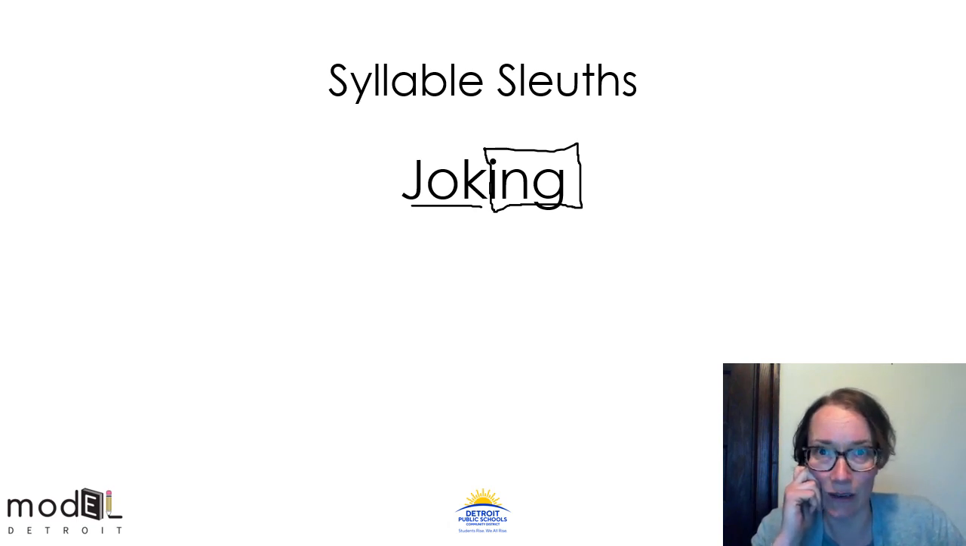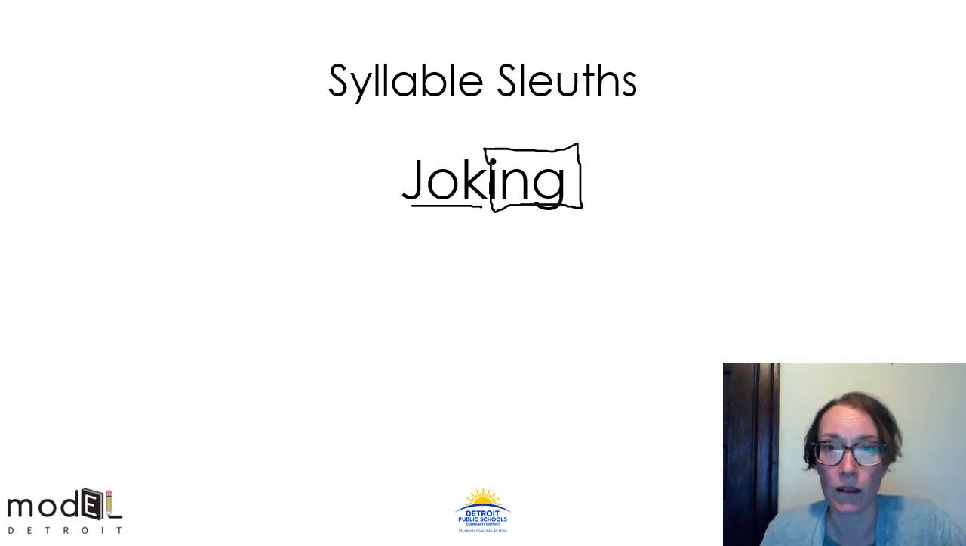J-a-k-ing, jocking. That doesn't sound right. Maybe there is an invisible magic E, and if there was, the O would say its name. You would say O. Let's try again. J-o-k-ing, joking. Joking, like I was joking. That makes sense. When you are reading, you can always try to make the sound with an invisible magic E to see if it makes more sense that way.